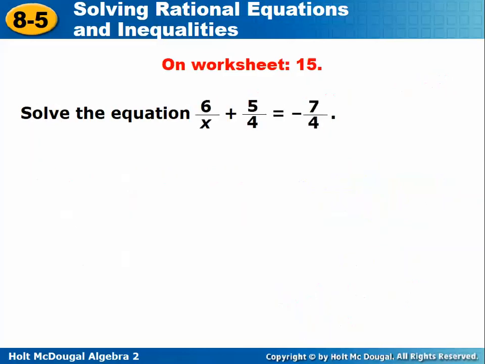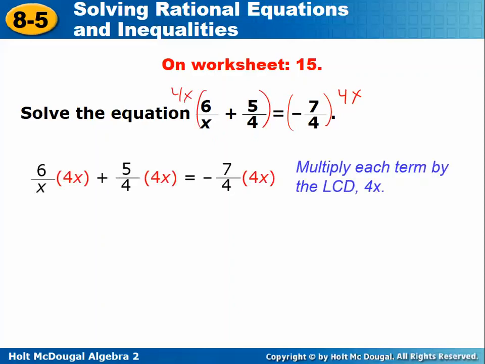All right, here's another one from your worksheet. First step is to find out what is the common denominator. This time they have a denominator for each of them: x, 4, and 4. A common denominator would need the x and it would need just one of the 4's. So the common denominator is 4x. So we have to multiply everything on both sides by 4x.